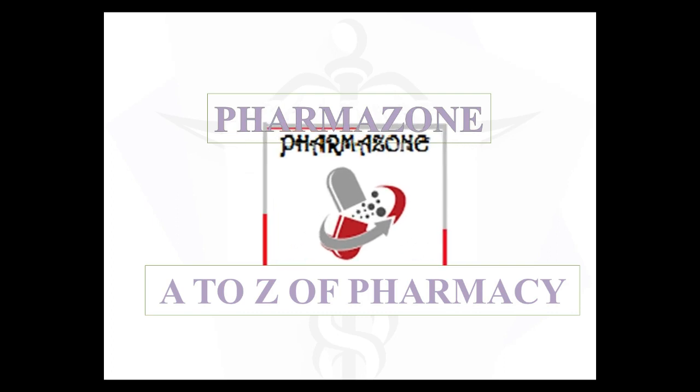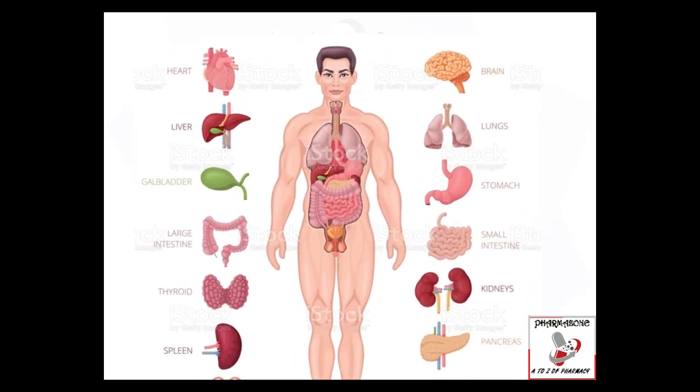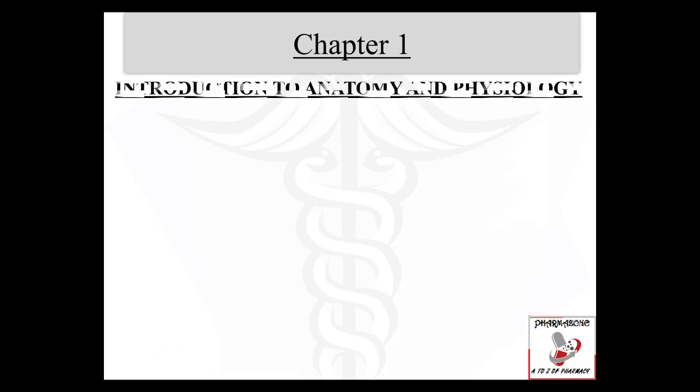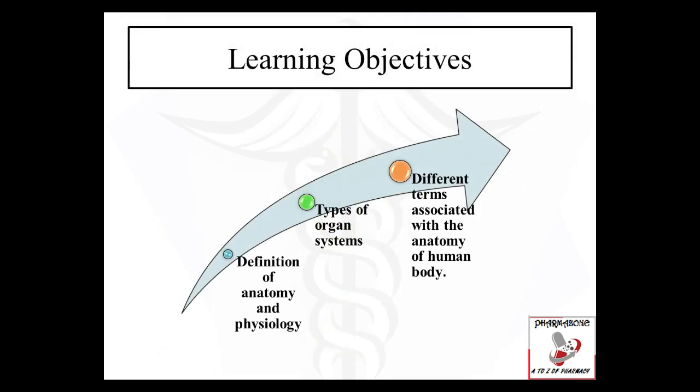We are beginning our journey into Pharm-D with a very important subject from first year Pharm-D, that is, human anatomy and physiology. In this particular video, we are going to learn about the definition of anatomy and physiology, types of organ systems, and different terms associated with the anatomy of the human body. So, let's get right into it.